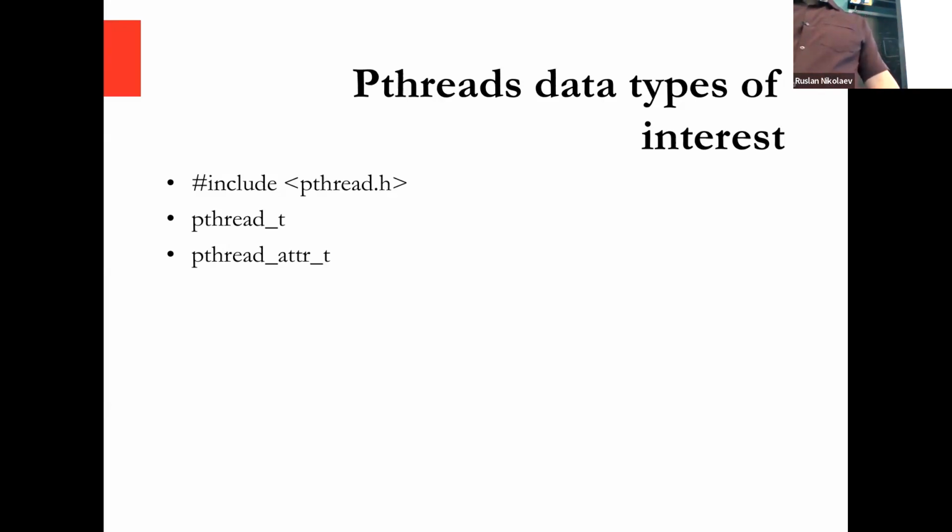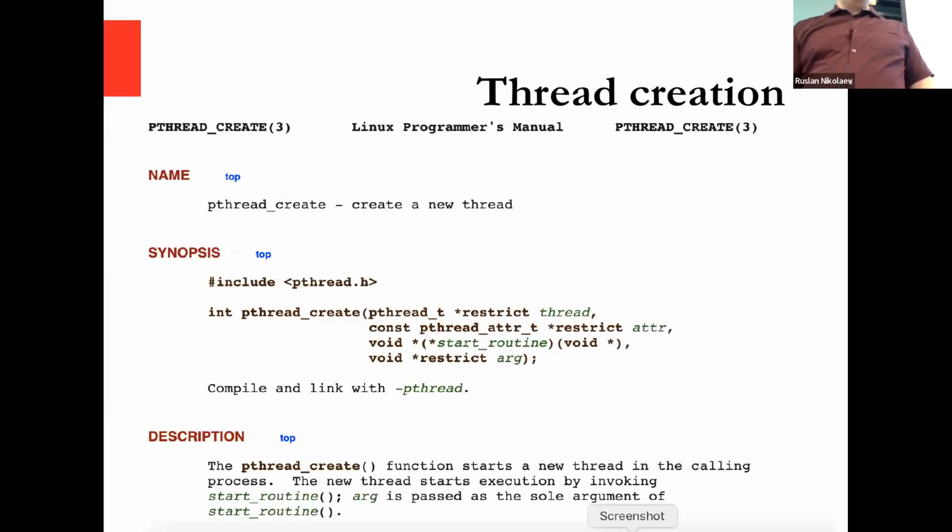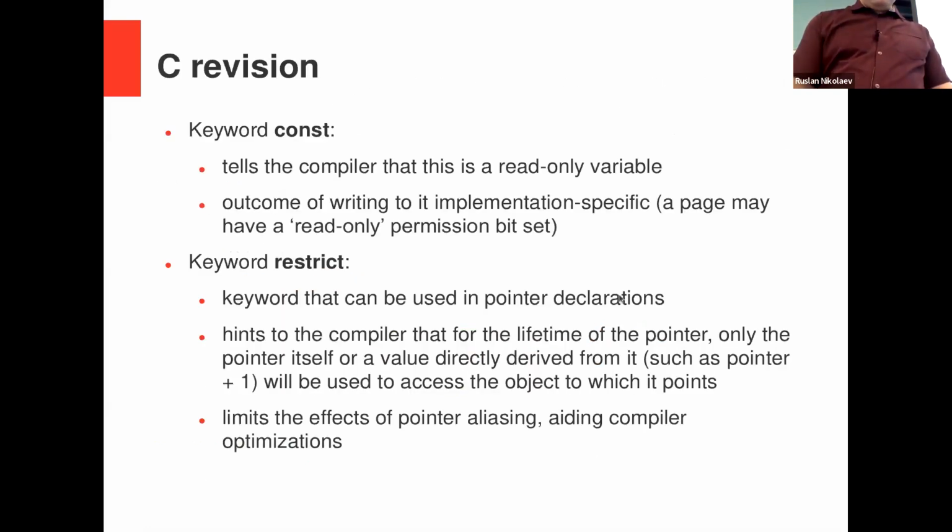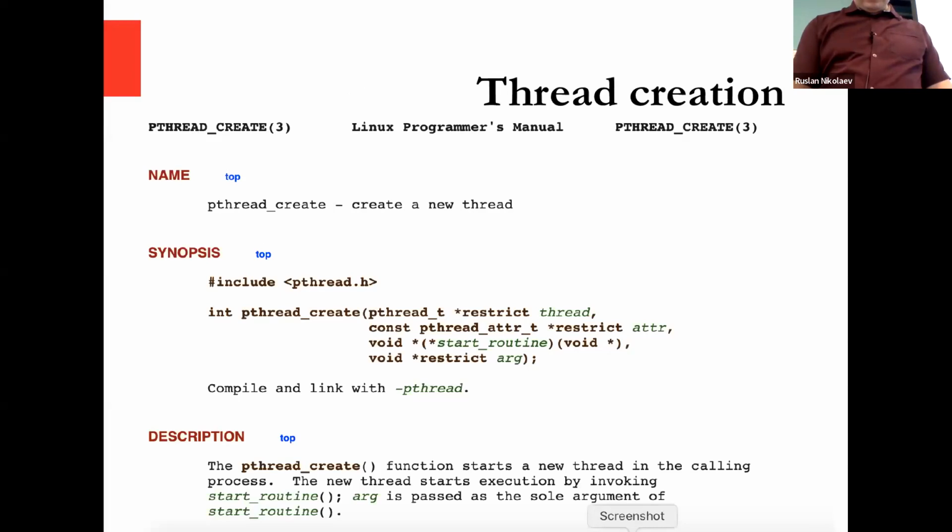There are certain types declared, like pthread_t, which is going to determine the identifier of a thread, and attr_t. There are some types that we will use. One of these functions, and again, this is from the manual, and as I said, please make sure you look at these manuals.